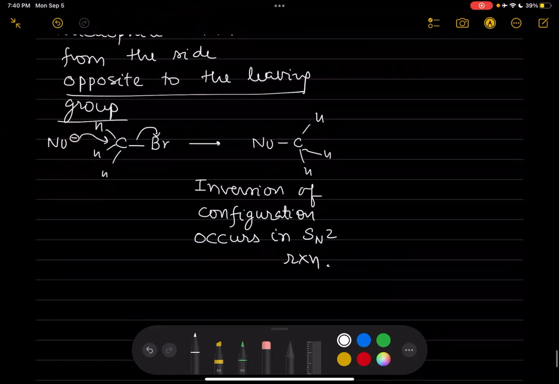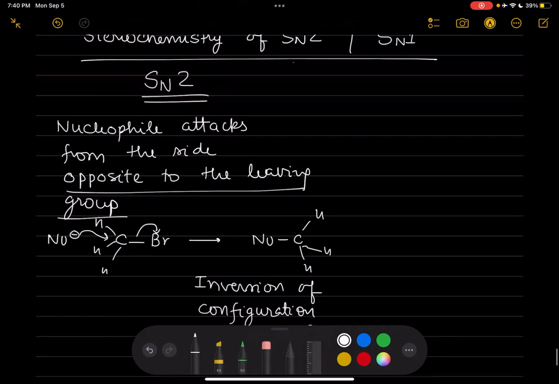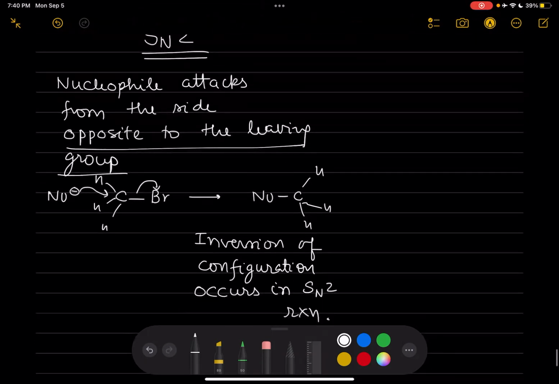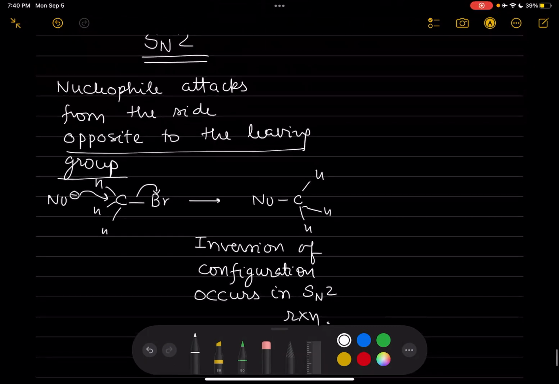So why is there an inversion of configuration? Tell me quickly. Rayan, can you hear me? Yeah, sir. Why does inversion of configuration happen in the SN2 reaction? How will we explain it?